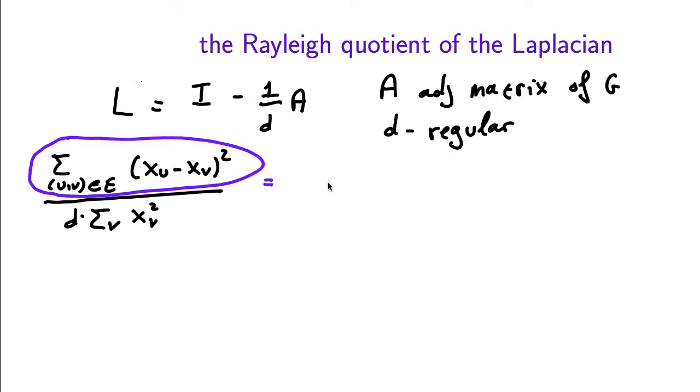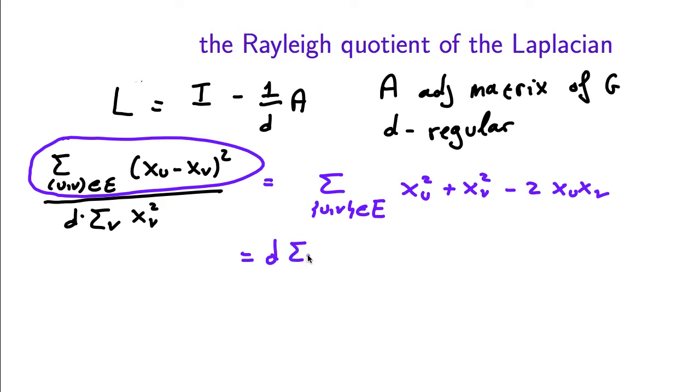So we can expand the square, and so we're going to get summation over all edges of the graph of xu squared plus xv squared minus 2 xu xv. So summation over all edges of xu squared plus xv squared is going to be equal to d times summation over v of xv squared, because when we sum over all edges the value xv squared of both endpoints, every vertex will be counted in this summation as many times as it appears as an endpoint of an edge, so d times.